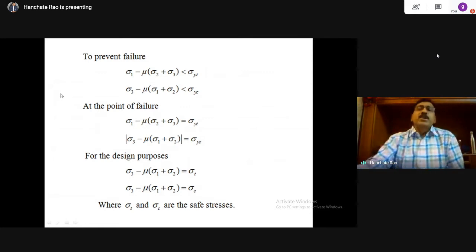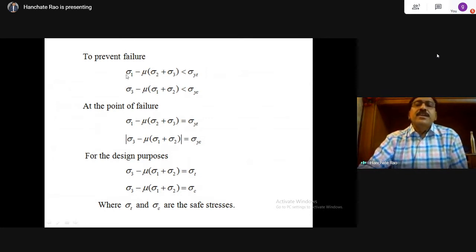In major principal stress theory, sigma 1 is less than sigma yt. Sigma 3 is less than sigma yc. Now the formula is modified. Sigma 1 minus mu times (sigma 2 plus sigma 3) is less than sigma yt, or sigma 3 minus mu times (sigma 1 plus sigma 2) is less than sigma yc, with factor of safety. We divide sigma yt and sigma yc with factor of safety. Sigma t and sigma c are allowable stresses, or safe stresses, or working stresses.